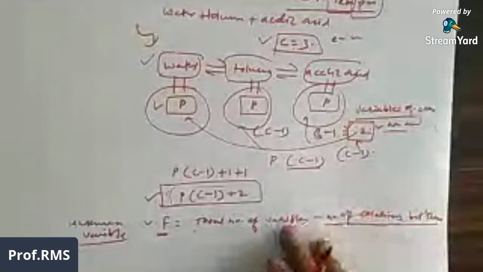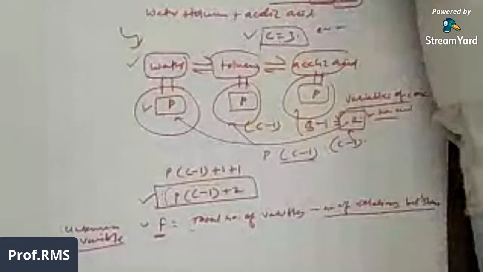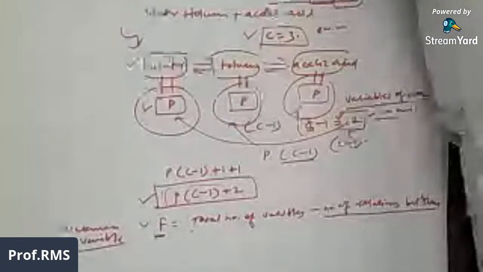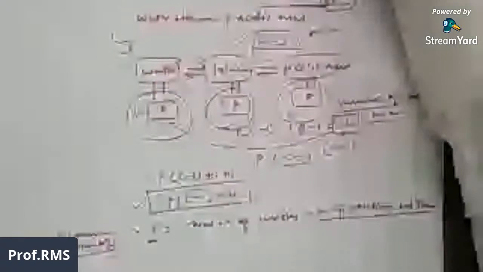We have already discussed about the chemical potential. What is the chemical potential? It is the change in free energy with change in number of moles of any component at constant temperature and pressure. That is a chemical potential. And what is our condition? The chemical potential should be same for all phases.